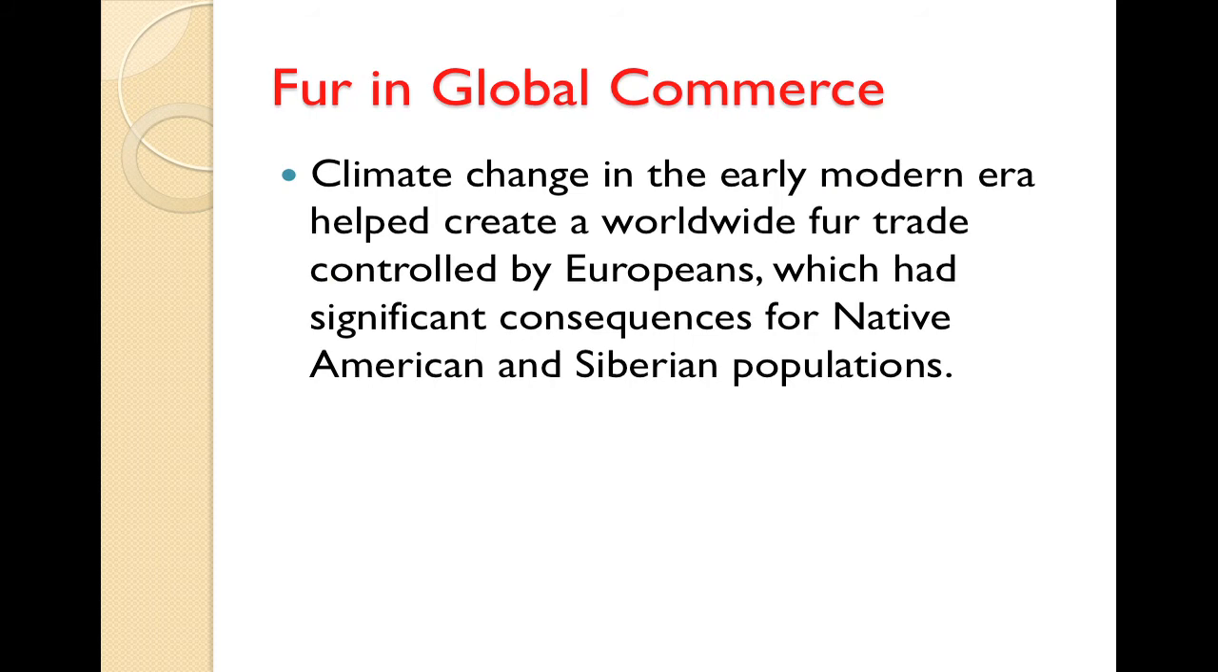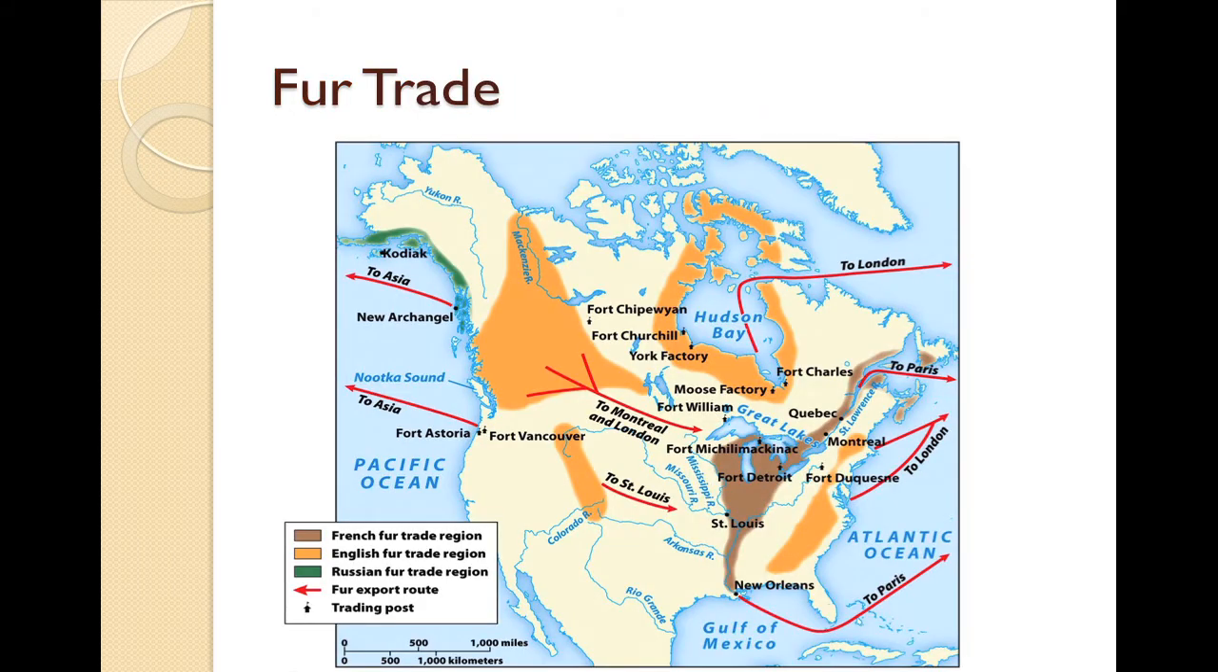Fur and global commerce. Climate change in the early modern era helped create a worldwide fur trade controlled by Europeans, which had significant consequences for Native American and Siberian populations. Possibly due to an era of cooling known as the Little Ice Age, during this era fur became a major global commodity. Most of the fur circulated on the global market was trapped in North America by Native Americans, shown here on this map. While there was some benefit to Native Americans who had access to European goods, the deaths from disease were very high.